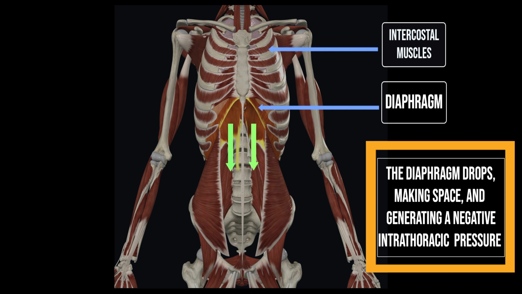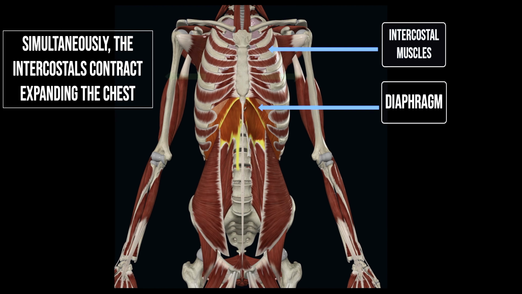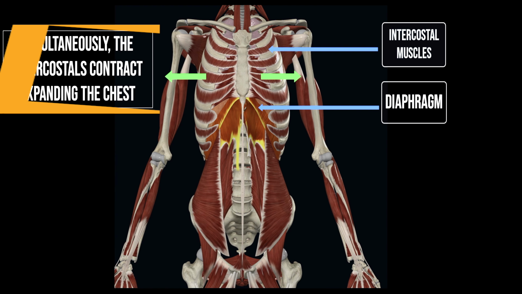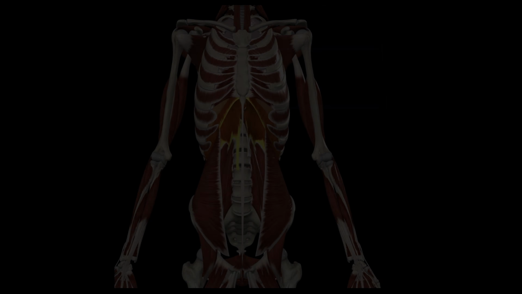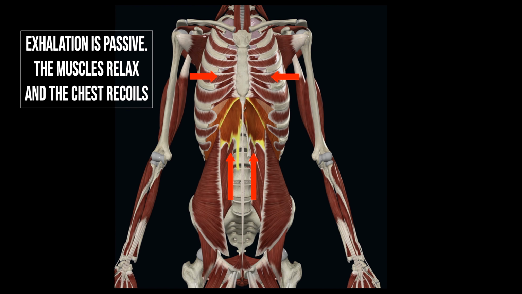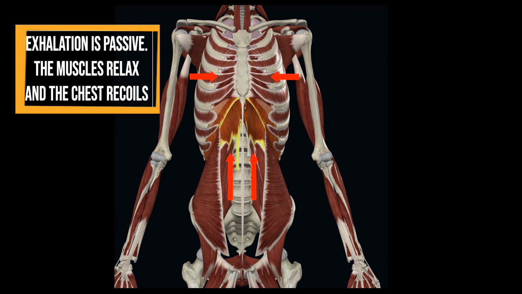Specifically, the diaphragm drops, pulling air into the tracheobronchial tree, while the intercostal and assisting muscles expand the chest to accommodate the lungs during inhalation. Exhalation during spontaneous breathing and mechanical ventilation is passive. The muscles relax and the chest recoils.